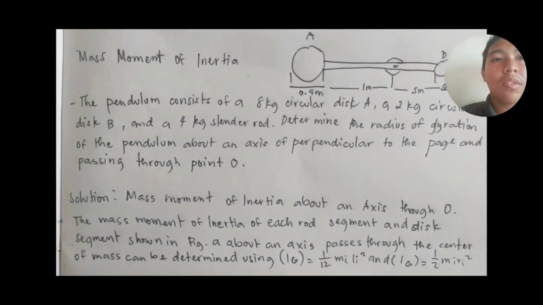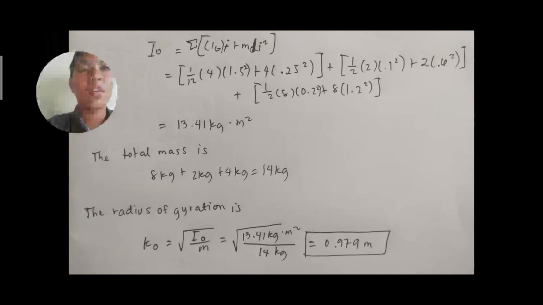The mass moment of inertia of each rod segment and disc segment shown in figure A about an axis passing through the center of mass can be determined using I_G equals 1/12 m l squared for the rod, and I_G equals 1/2 m r squared for the disc. This is the solution.